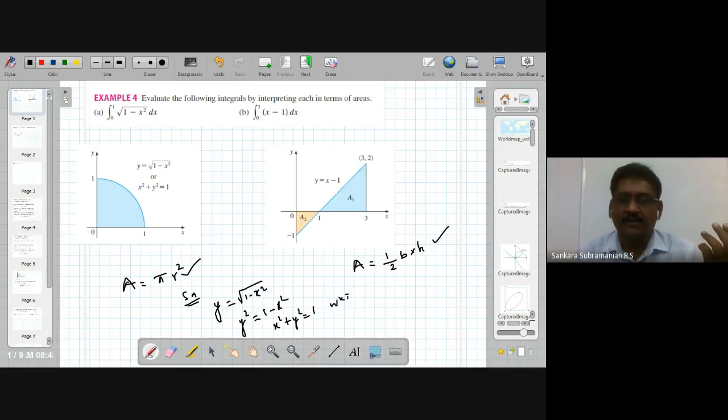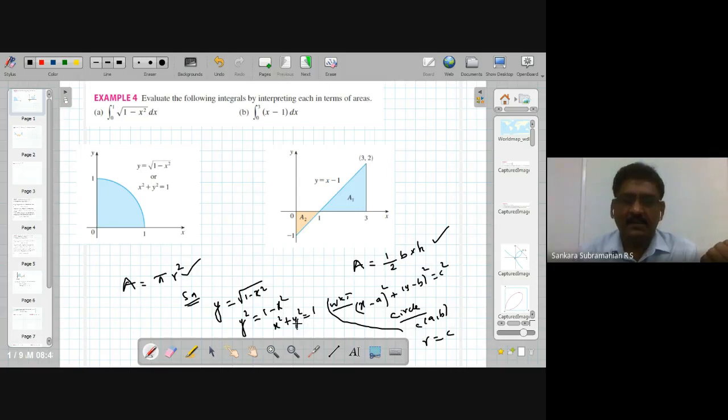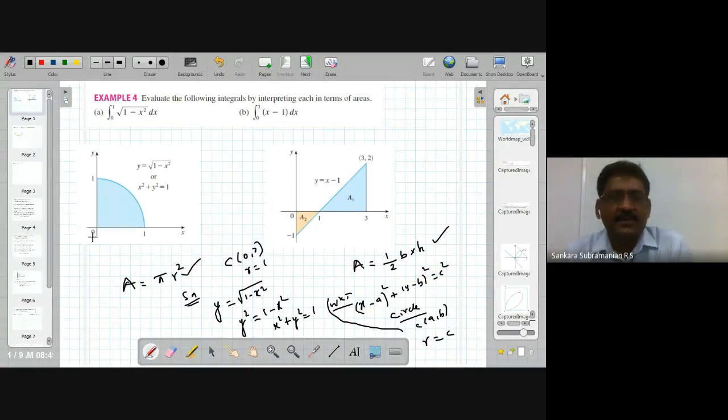We know that any equation of this form, x minus a the whole square plus y minus b the whole square equal to c square, denotes a circle with center a comma b and radius equal to c units. Since this is x minus 0 the whole square plus y minus 0 the whole square equal to 1 square, this is a circle with center at the origin and radius 1 unit.